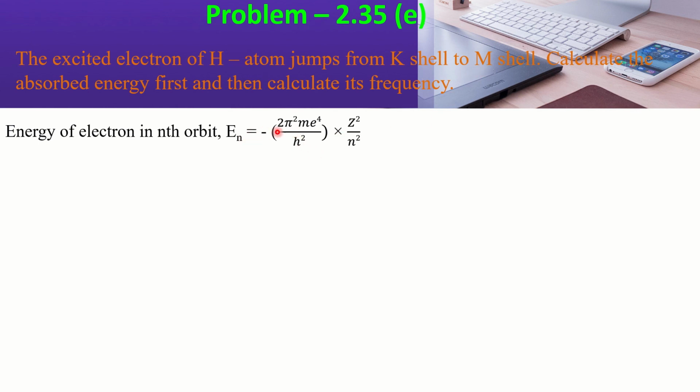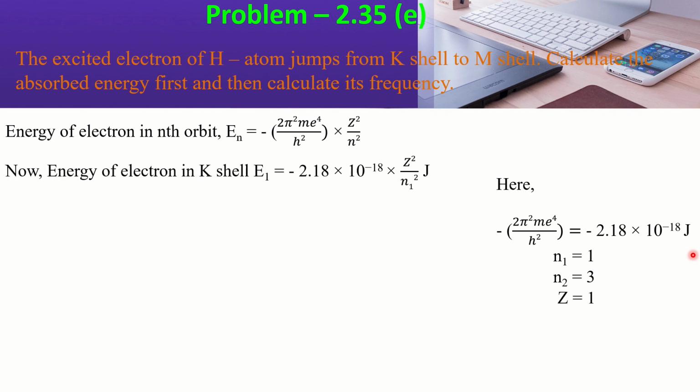But here, to calculate the energy, there is no need to put in all these values. We can memorize the value of this full term, and by using this value, we can calculate the energy. The value of this full term, minus 2 pi square m e to the power 4 divided by h square, equals minus 2.18 into 10 to the power minus 18 joule. Also here, n1 means K shell, this is 1, and n2 is the M shell, this is 3, and Z equals 1 because this is a hydrogen atom.